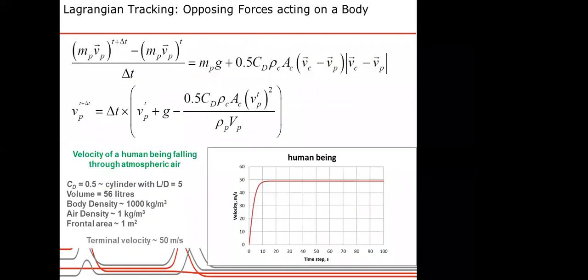You can calculate this for a typical human being falling through atmospheric air, if you take typical values like the coefficient of drag. If you assume the human body to be a cylinder, which is true at least in my case, with an L by D ratio of 5 and a volume of approximately 56 liters, which I arrived at from my weight of around 60 kilograms, assuming that 70% of it is water. And the body density taken as approximately 1000 kilograms per meter cube, which is equal to that of water, and air density 1 kilogram per meter cube, and a frontal area of 1 meter square. Put into these equations, we get a terminal velocity of 50 meters per second. And you can check in Google the typical terminal velocity of a human being; please inform me if that value is much different from this.